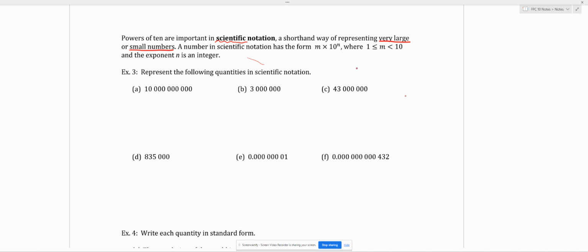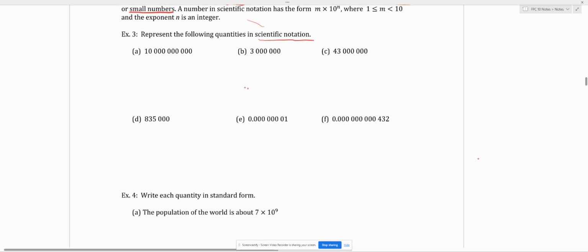It will never be equal to 10 or greater, and it always has to be 1 or greater. So it's in between 1 and 10. That's what these less than or equal to and less than signs define. But let's take a look at what's actually happening here. We want to write these quantities in scientific notation. The best way to learn this is, let's do 6 examples. So this is a huge number. This is 10 billion, and there is a decimal currently.